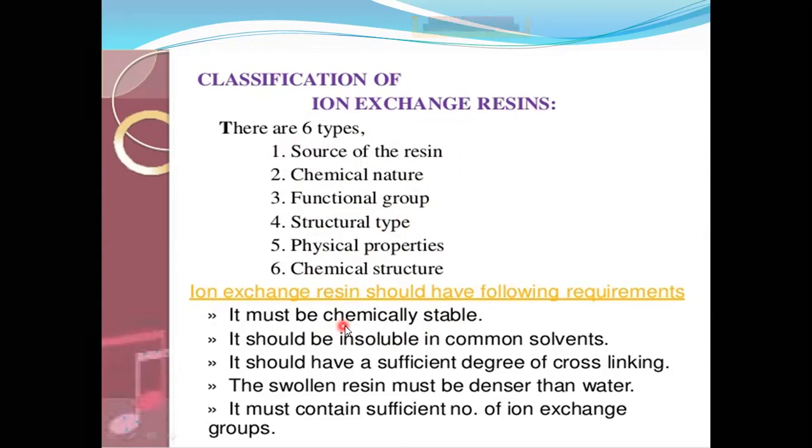Our resin must be chemically stable. Chemically stable means when we introduce the sample solution or mobile phase, it should not react with either, and it should be insoluble in common solvents. Here we prepare a solution by dissolving the substance in the mobile phase. So our stationary phase should be insoluble in our mobile phase, or eluent, or solvents, and it should have a sufficient degree of cross linkage.